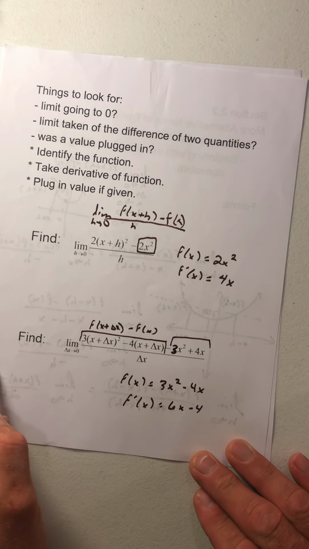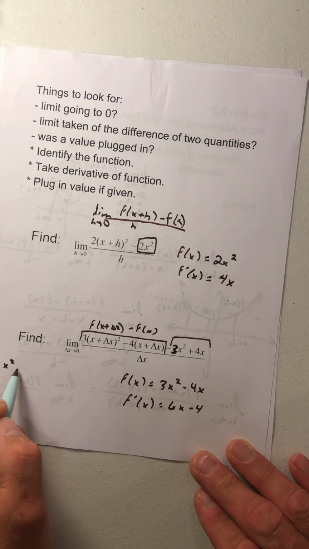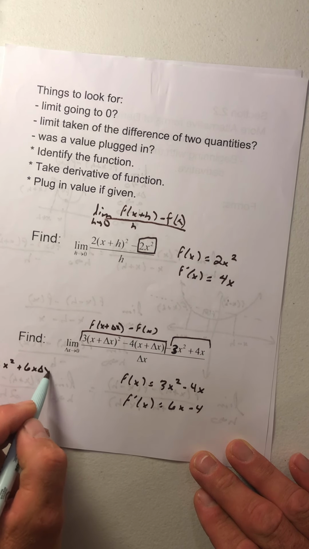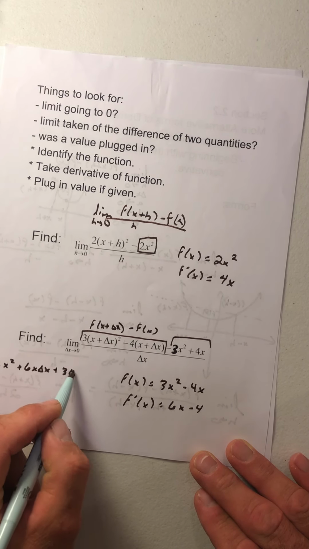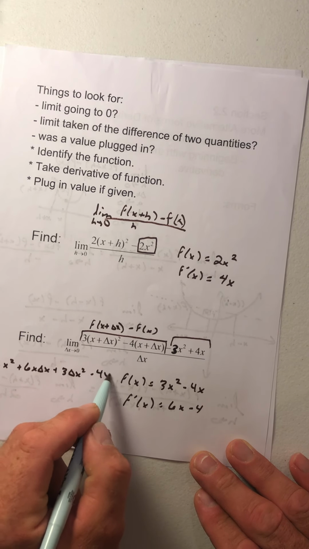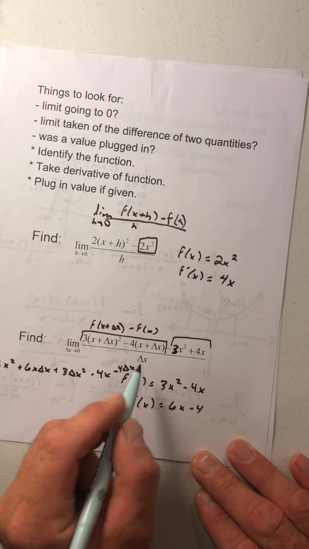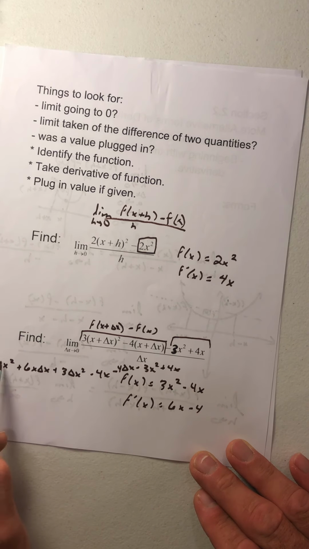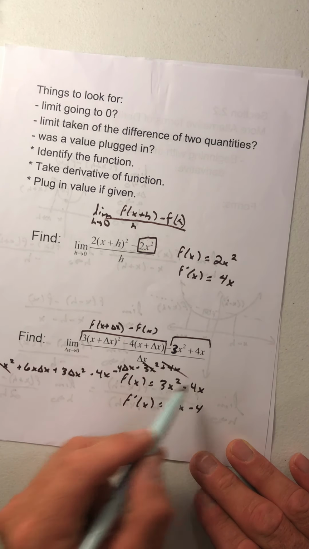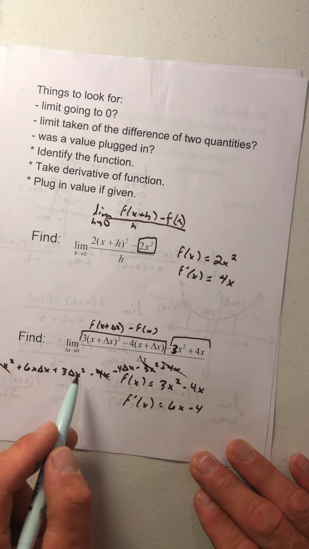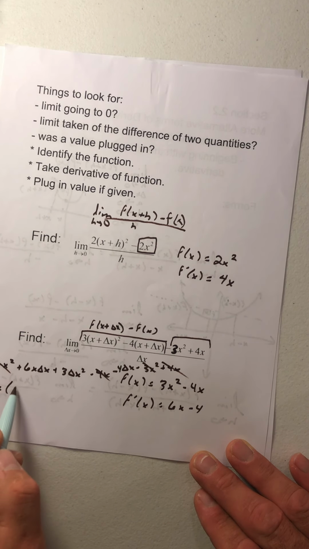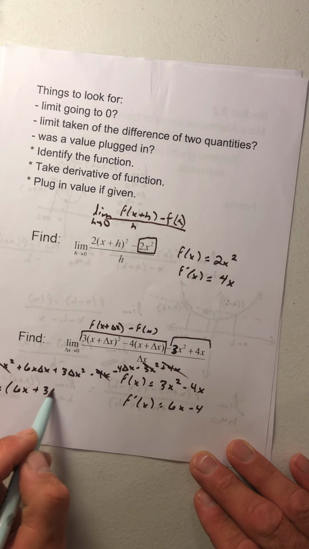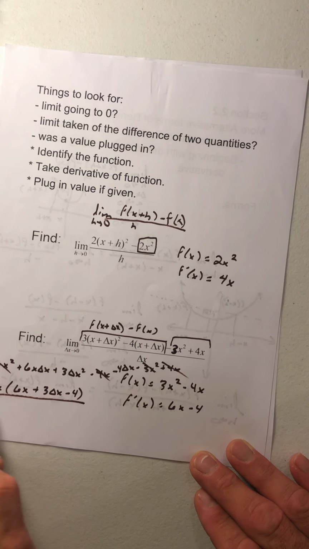So if I multiply this out, I would have 3x squared plus 6x delta x plus 3 delta x squared minus 4x minus 4 delta x. I'm going to run out of room, but I'm going to be good, plus our 4x. So if I cancel out my 3x squareds, cancel out my 4x's, factor out my delta x, as we've done in the past, we get 6x plus 3 delta x minus 4 over delta x. And we're taking the limit as delta x goes to 0.